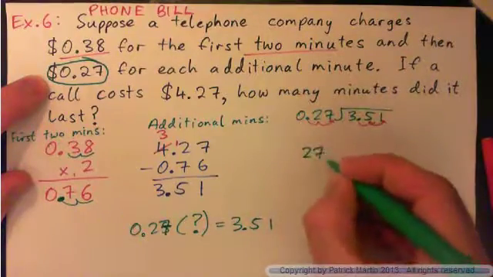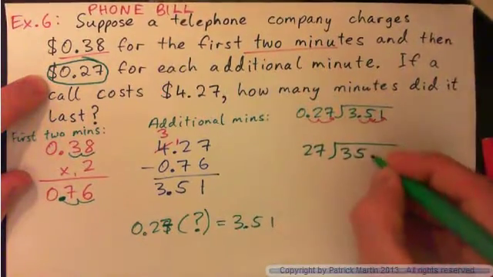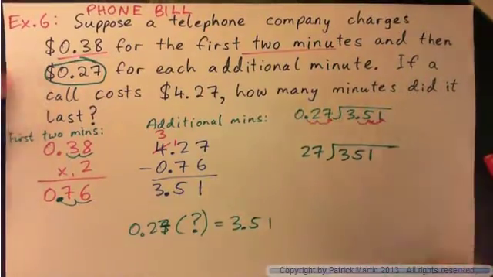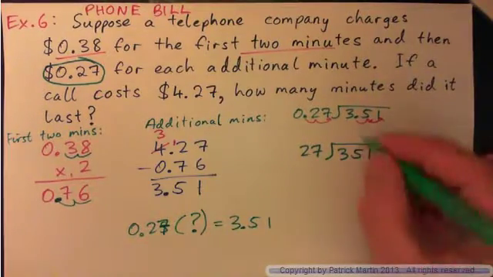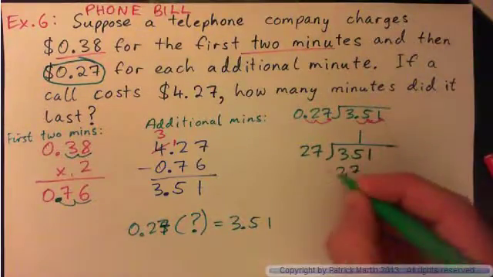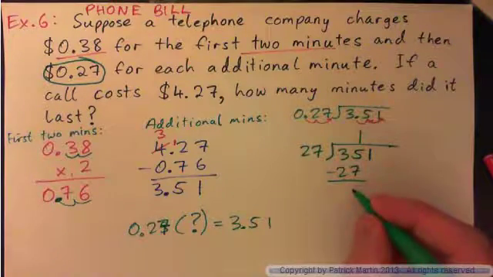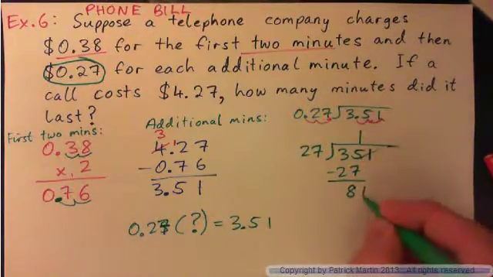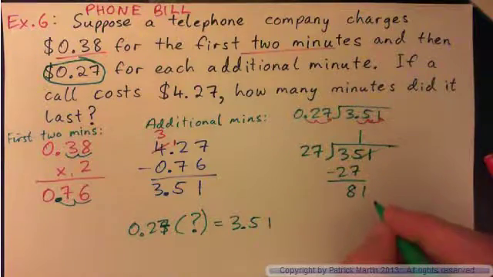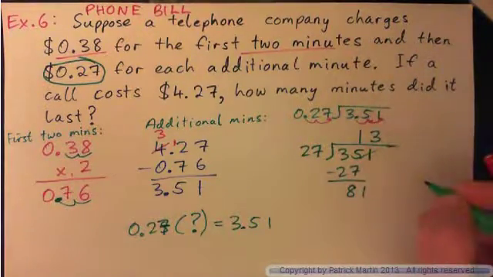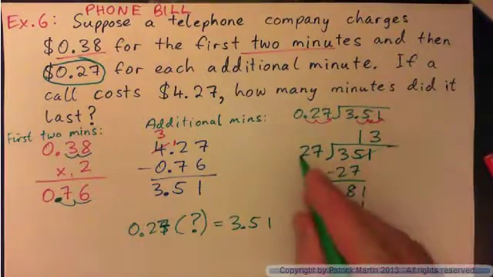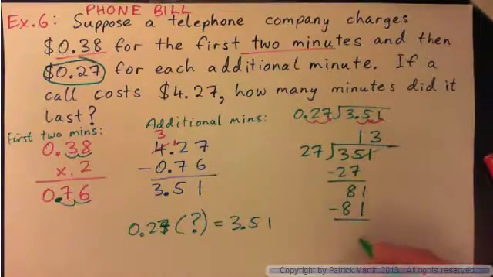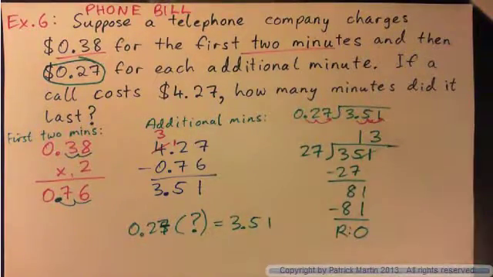So 27 into 351, right? 27 into 35 goes 1 time. 1 times 27 is 27, then subtract, and I get 8. Bring this 1 down. 27 into that, I'm going to guess 3 times. 3 sevens is 21. Put down the 1, carry the 2. 3 twos is 6 and 2 is 8. Subtract, remainder 0. Okay, so how many additional minutes?